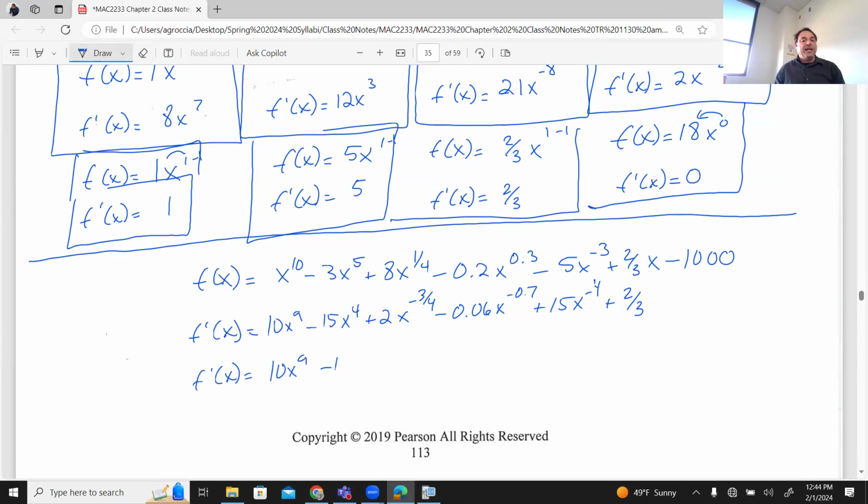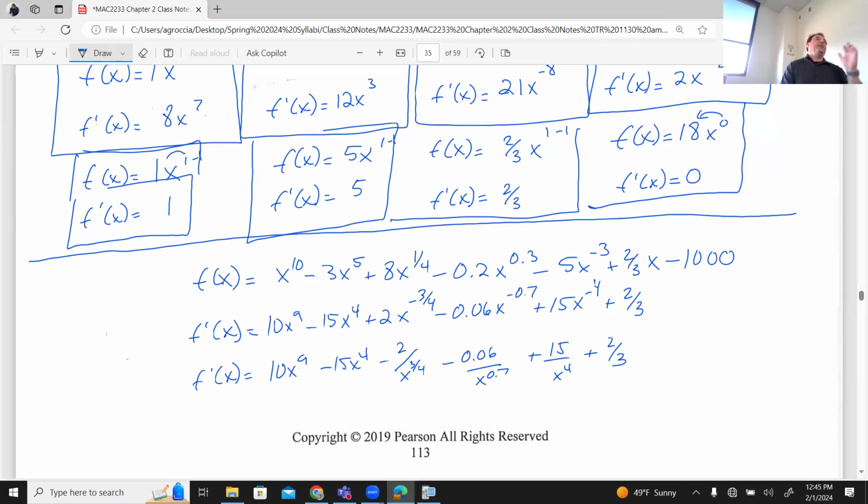But this would be 10x to the 9 minus 15x to the 4 minus 2 over x to the 3/4 minus 0.06 x to the 0.7 plus 15 over x to the 4 plus 2/3.